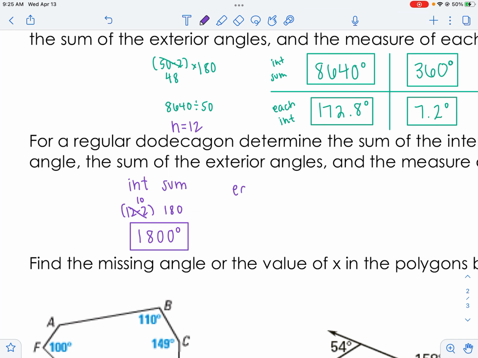Okay, now I need the sum to find one interior, or each interior, because now I'm going to take that number from before and divide it by how many sides there are. Now, this is where a lot of people like to divide by 10, but the shape didn't have 10 sides, it has 12 sides. So I'm going to do 1,800 divided by 12, and then you just go to the calculator and we get 150.